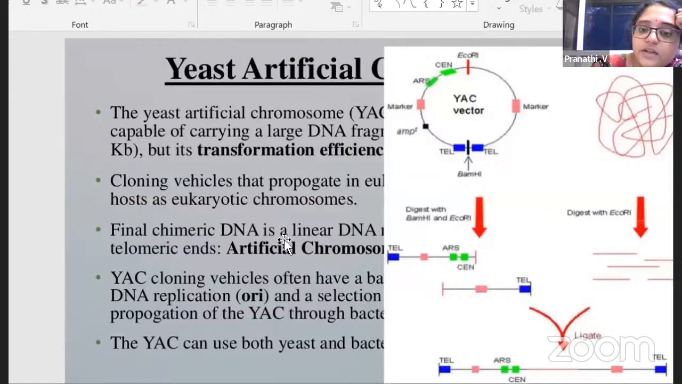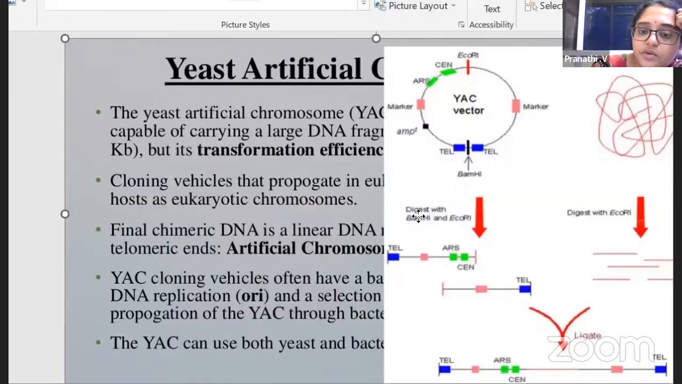Next we have the yeast artificial chromosome, which has very good transformation efficiency. Here you take the vectors, which have different kinds of markers, and the target DNA is digested with the same restriction endonucleases, and then you take the DNA and ligate it.